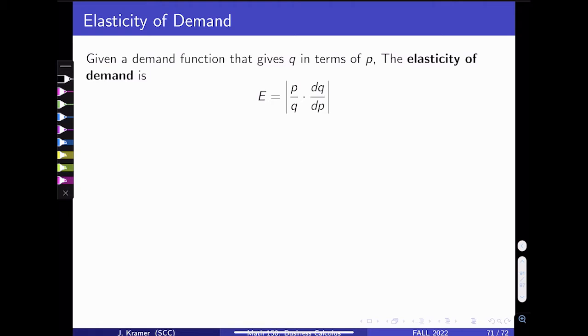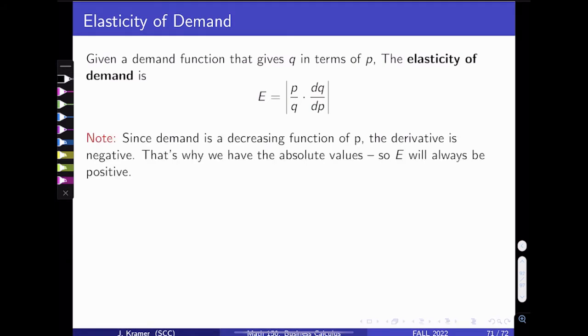Then the elasticity of demand E is the absolute value of P over Q times the derivative of Q with respect to P. So if you have the demand function, it's the derivative of the demand function with respect to the input variable P. Since demand is a decreasing function of P, and this should make sense realistically that as we increase price, the demand of some object or unit should go down, the derivative is negative. That's why we have absolute values, so that our elasticity will always be positive.